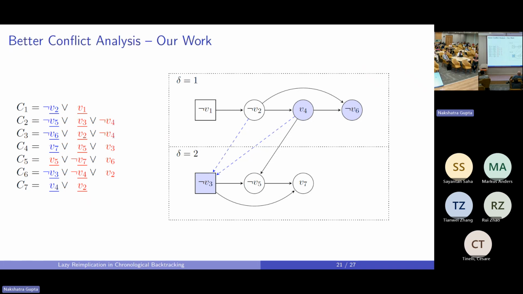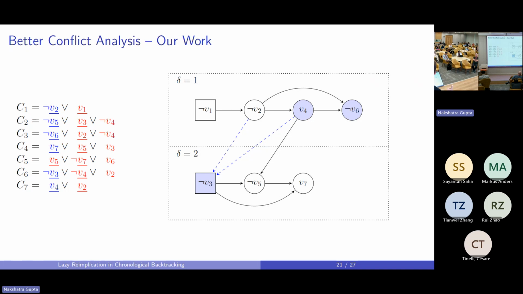And here, usually we would stop. We have found our first UIP. Okay, but what will happen? Now you backtrack to level 2, to level 1, and you will imply V3. But we know that not V3 is also implied by the clause C6.